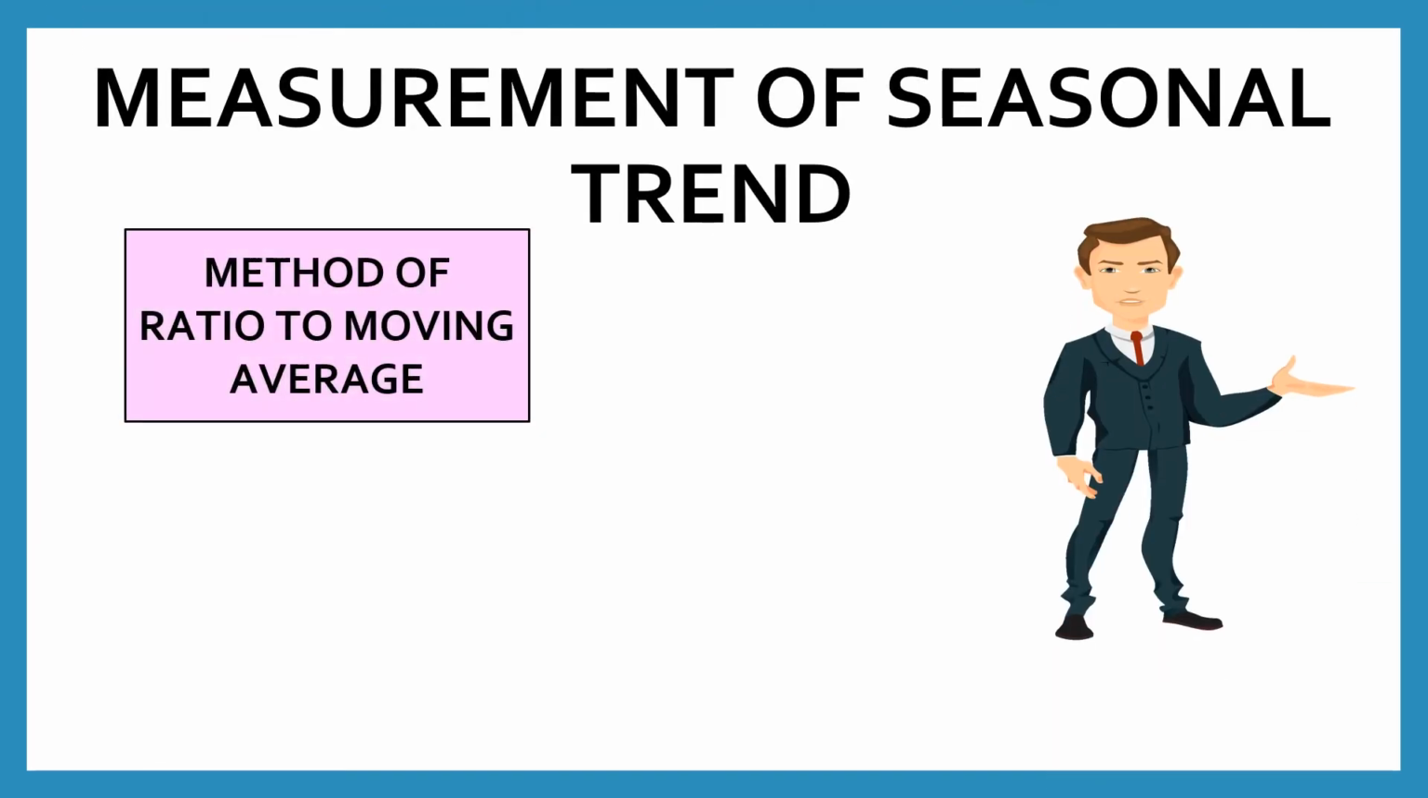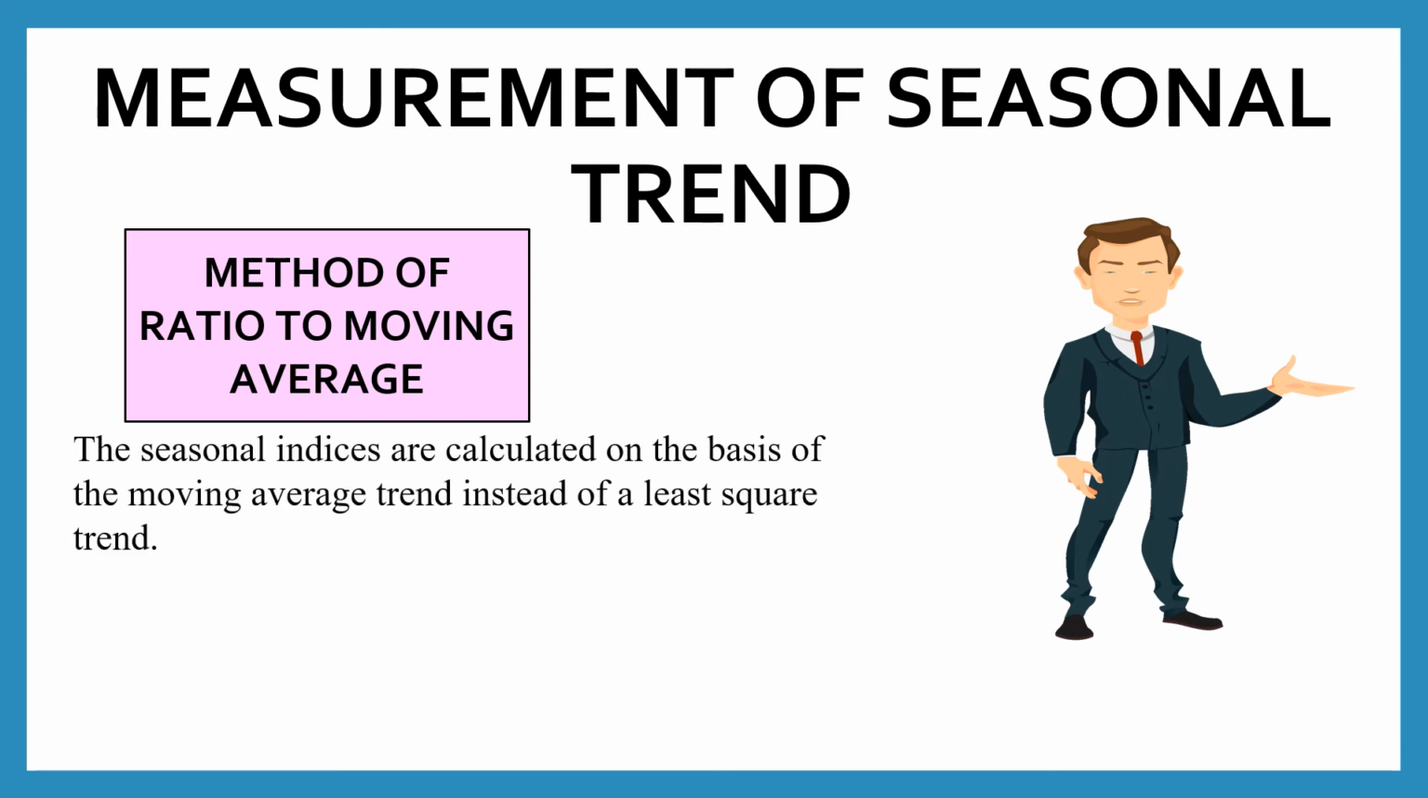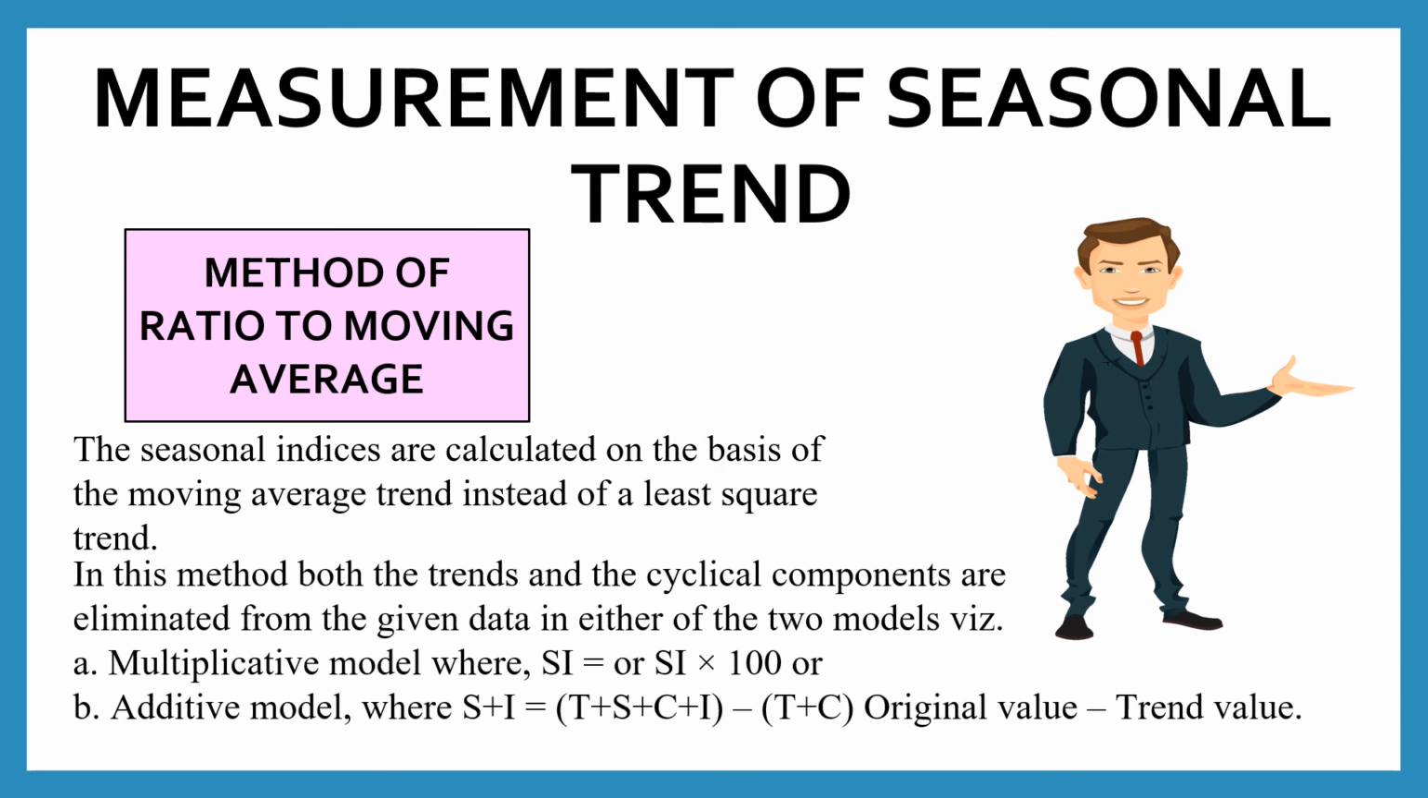Method of ratio to moving average. The seasonal indices are calculated on the basis of the moving average trend instead of a least square trend. In this method, both the trend and the cyclic components are eliminated from the given data in either of the two models, the multiplicative model and the additive model.